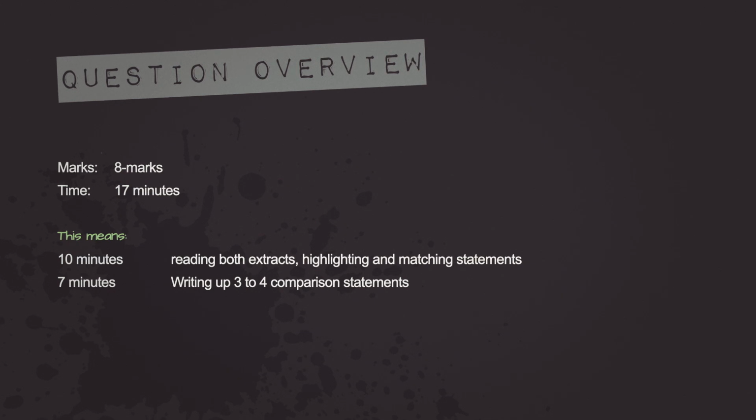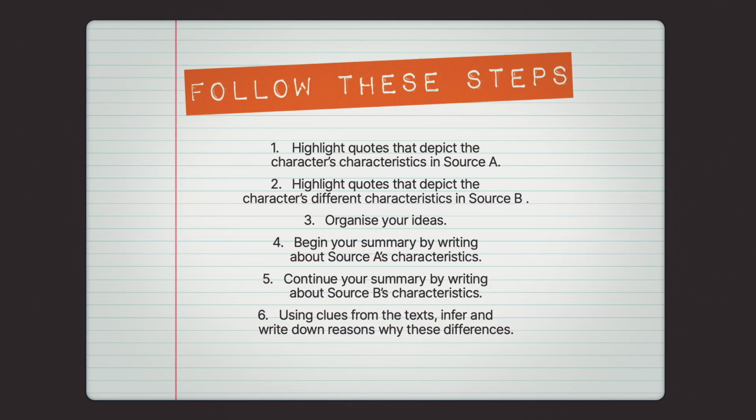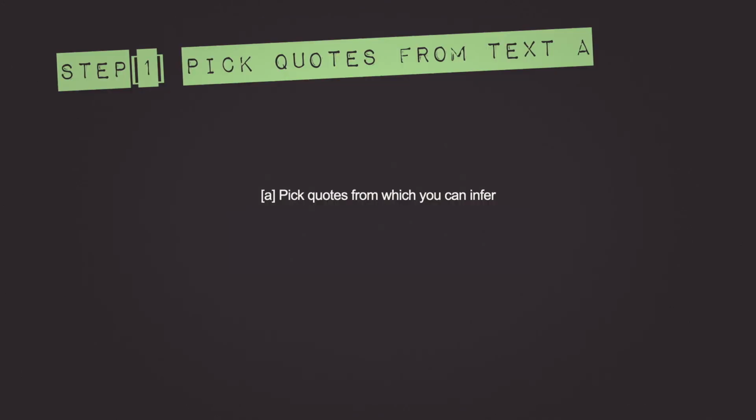Okay. So the rest of this deep dive guide will go through each of the 6 steps from the quick guide in detail. First up, step 1. Highlight quotes that depict the character's characteristics in Source A. Only pick quotes from which you can infer. And this means don't pick quotes that you don't understand. And then use keywords to make the inferences.